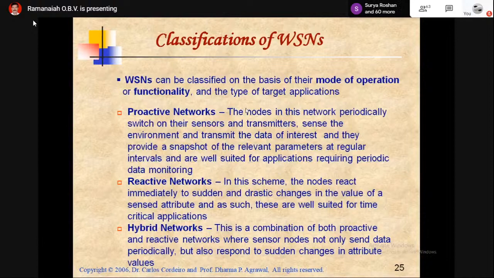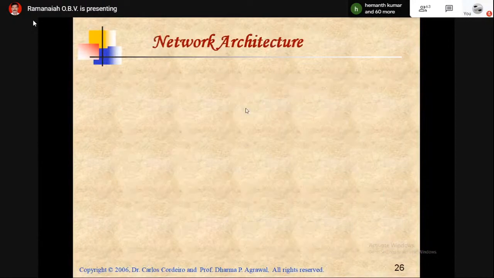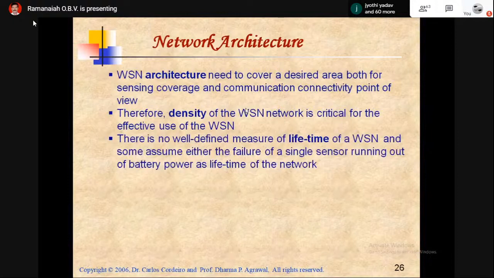And suppose someone is trying to break in, someone is trying to open the door by force, or even using some duplicate key. Then, because there is some change, that is reactive. It is reacting to some event, and that is also reported, right? So these are hybrid networks, right? I hope you have understood the types of sensor networks, right?